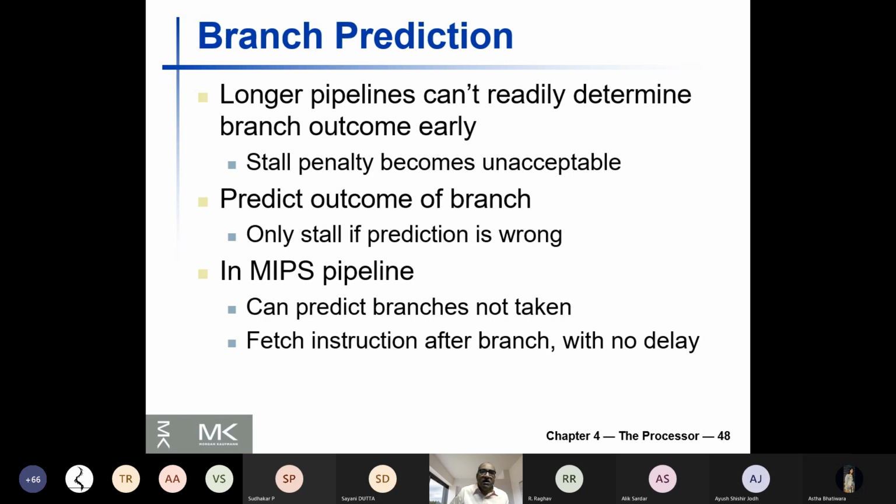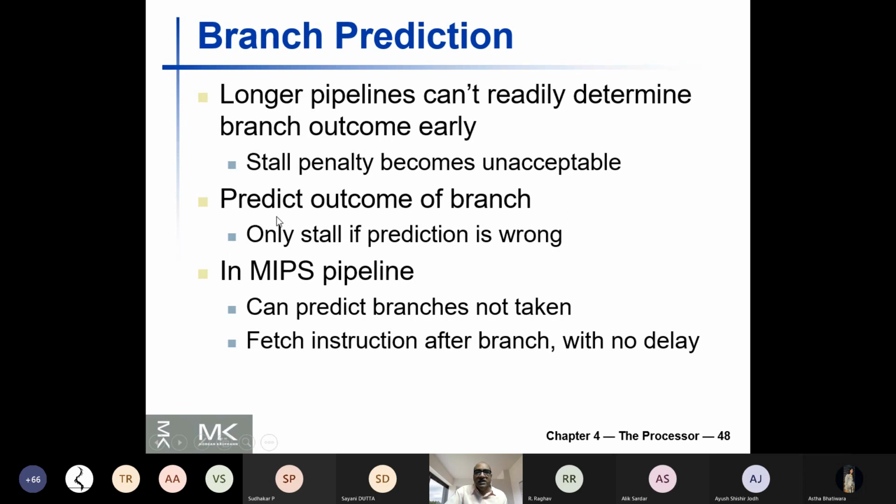Otherwise, in the case of longer pipelines where the branch detection is done at a somewhat later stage, maybe the third or fourth stage, the branch detection will be late. By that time, the instructions already fed into the pipeline need to be flushed out if the decision goes the other way. So you need to pay the penalty in longer pipelines. Therefore, prediction is better.